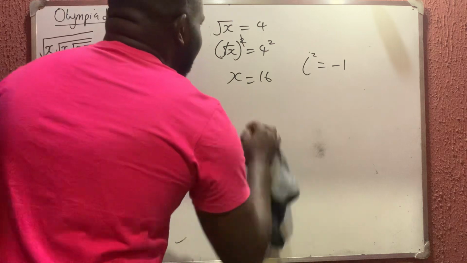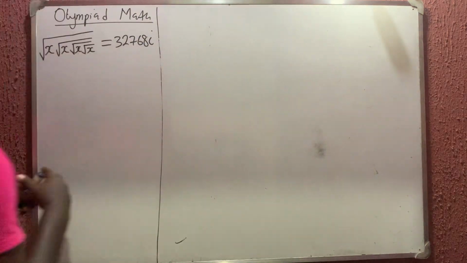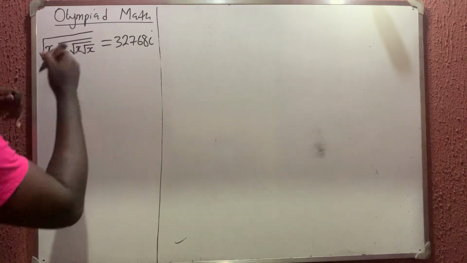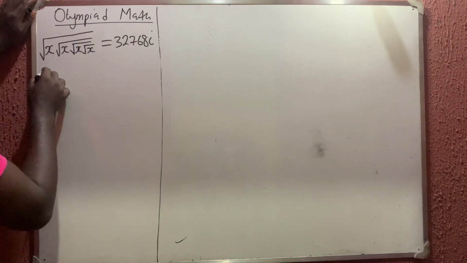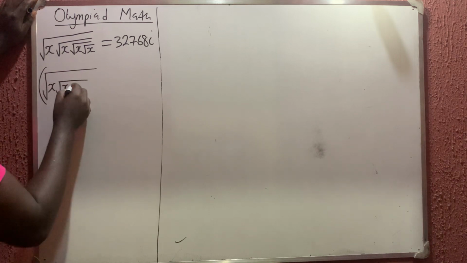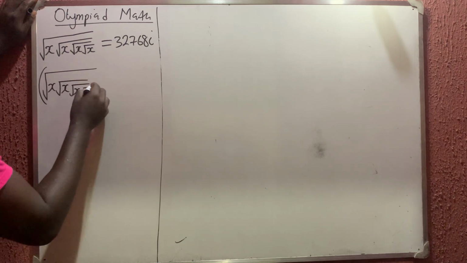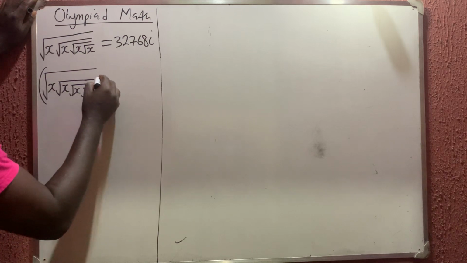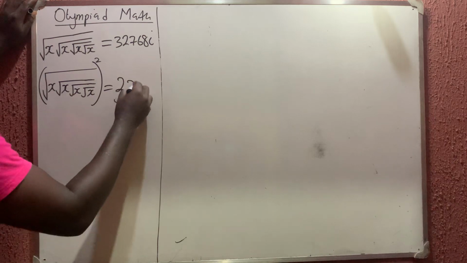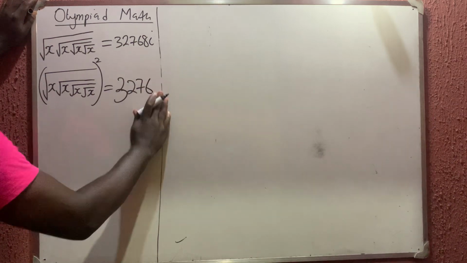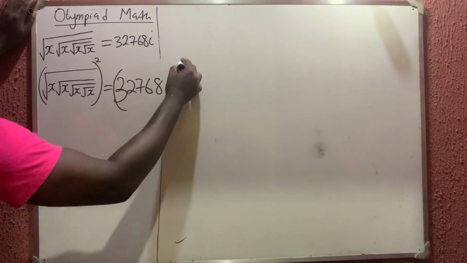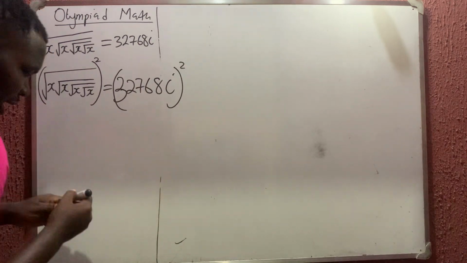All right? Now, child of God, look at this. God bless mathematics. This is very simple. Now, what do we do? Let us square both sides. If we square both sides, I'm going to have this: the square root of x, another square root of x, another square root of x, then another square root of x, all squared is equal to 32768i, then all squared.